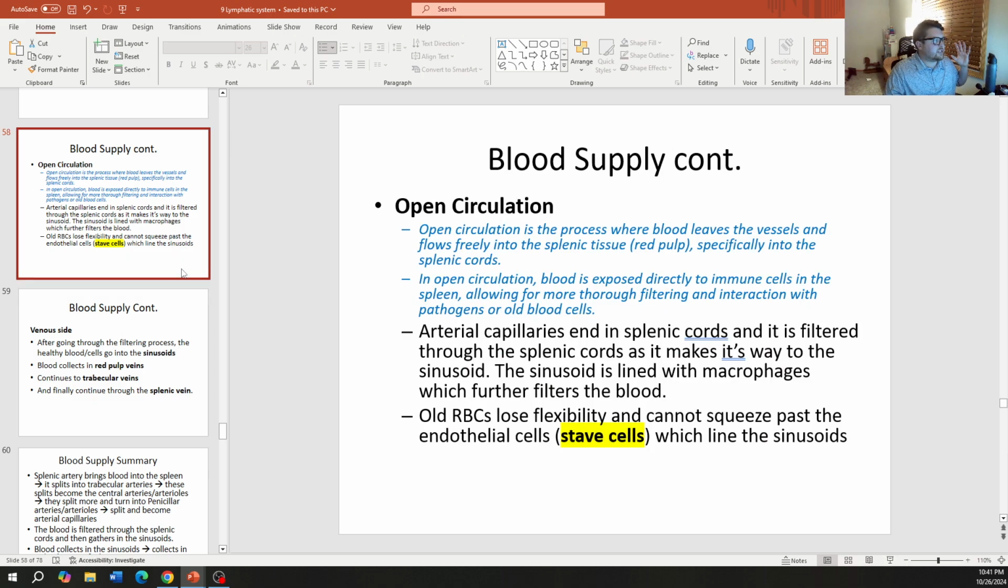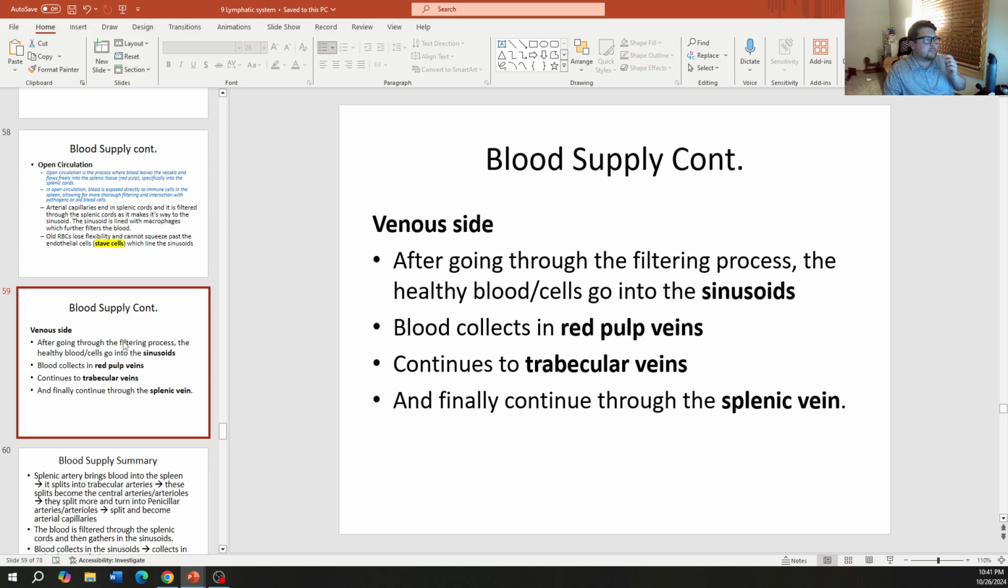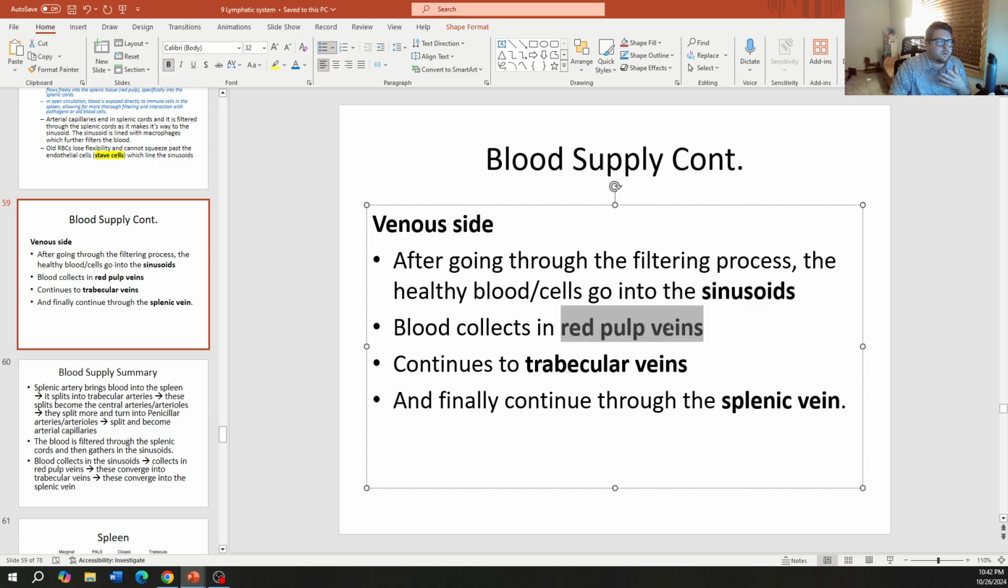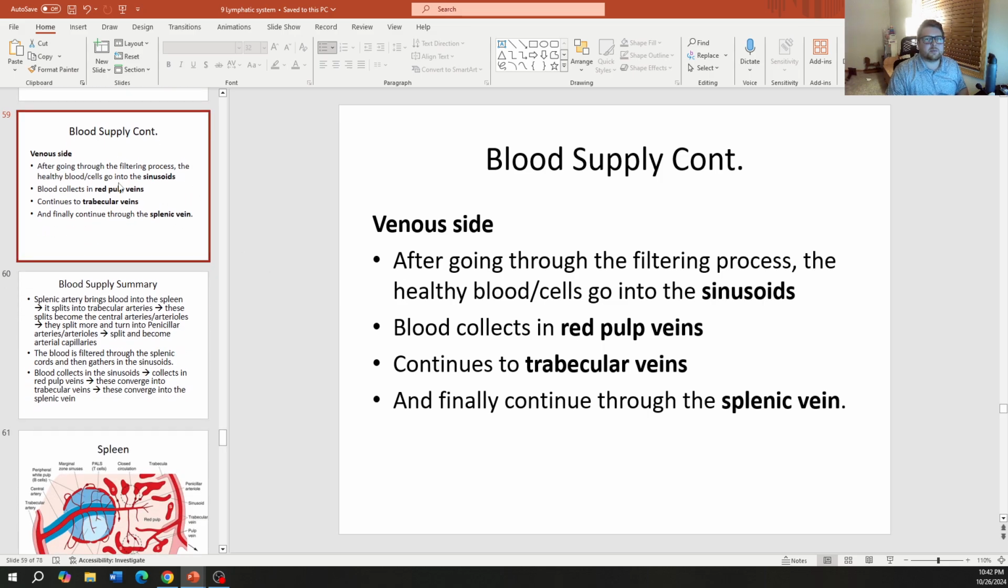Okay, so that's the arterial side of everything. The blood gets released into the red pulp, it has open circulation, and then it's collected by those sinusoids and continues along its path. Just like capillaries go back to venules, to veins, from the sinusoids it collects in red pulp veins, which converge together to become trabecular veins, and those continue to converge and become the splenic vein, and then it leaves the spleen.